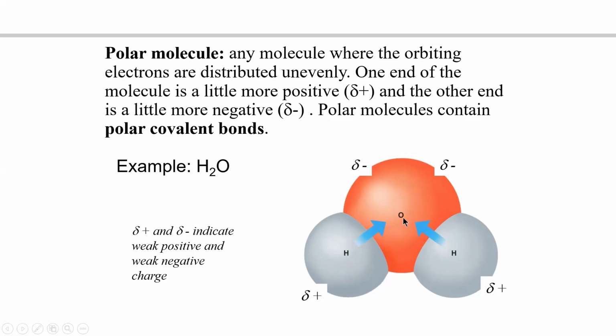The covalent bond between hydrogen and oxygen is a polar covalent bond, and the electrons in water spend more time around the oxygen than they do around the hydrogens. That means that the oxygen side of the water molecule is going to be a little bit negative, and the hydrogen ends of the water are going to be a little bit positive.